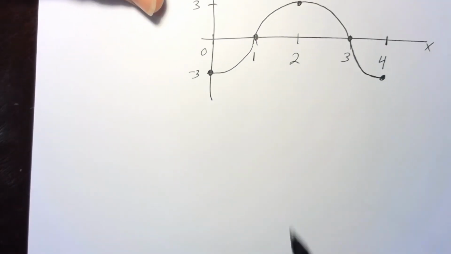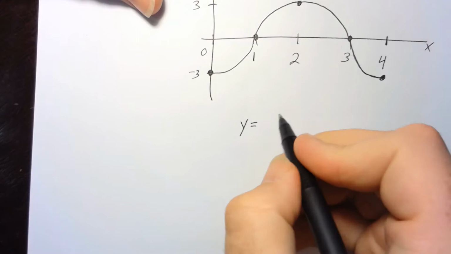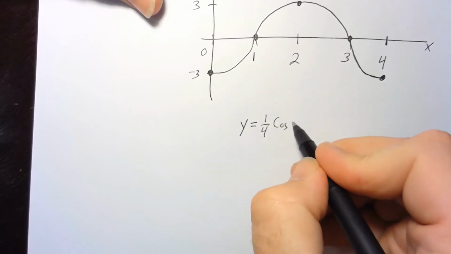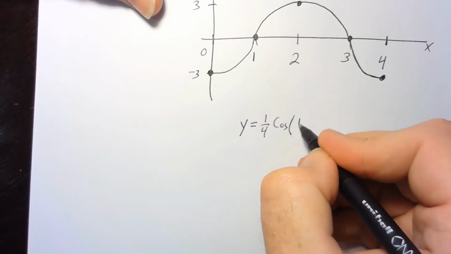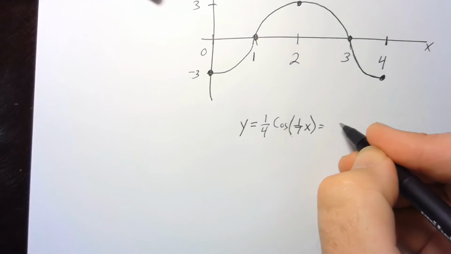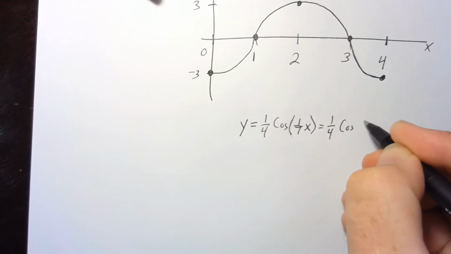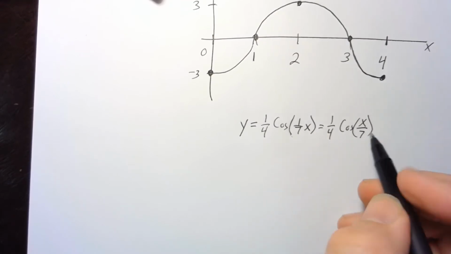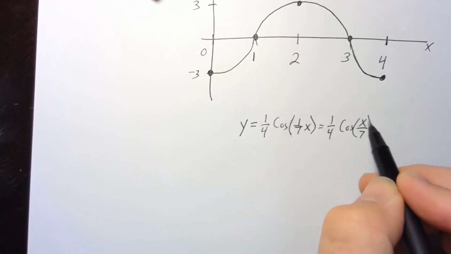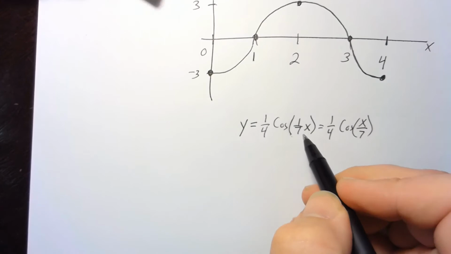If we were to do one more of these examples, say y equals, let's do 1/4 cosine of 1/7 x. Now it's important for us to look at it this way, because sometimes you might see it this way, the cosine of x over 7. What's important to note is that this is the same thing as this. So the thing that you're multiplying the x by is actually a value of 1/7.